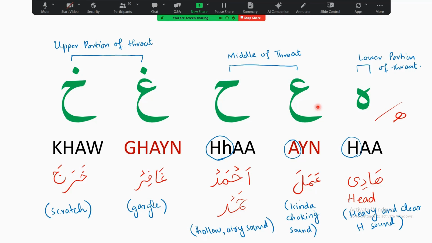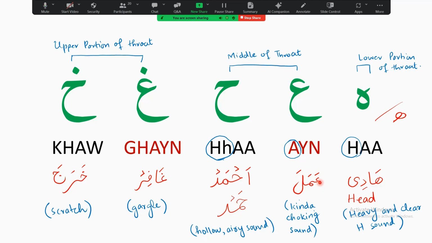Ayn. As you know, there wasn't any sound in English, so that is why I have not written any English example for this. The example that you see here is of the Arabic word amala. At the start of this word, we see the letter ayn with a fatha symbol. We did the symbols, right? The fatha, dhamma, and kasra. So here we are saying amala.